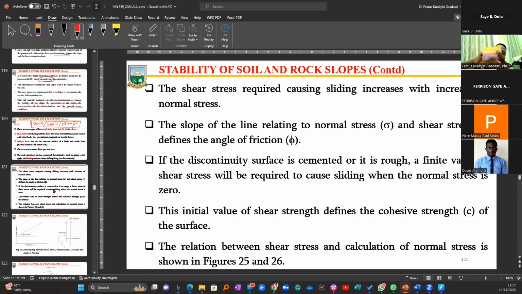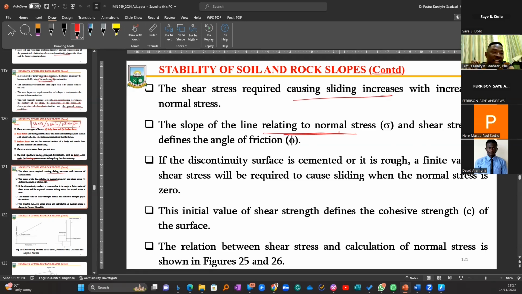tangential to it. So whilst one is pushing the substance this way to cause the sliding to occur, there will be some kind of a normal force that is also supplementing this process to occur even further. And so we are saying the shear stress required to cause sliding will increase when the force that is being applied is also increased. And then the slope of the line relating the normal stress and the shear stress defines the angle of friction.